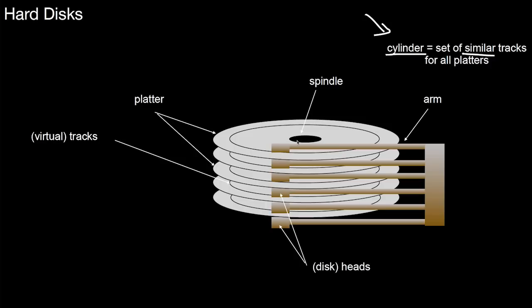That's the basic idea of a hard disk. And of course, those platters are rotating. They're rotating pretty quickly, somewhere between 5,000 to 15,000 rotations every minute.